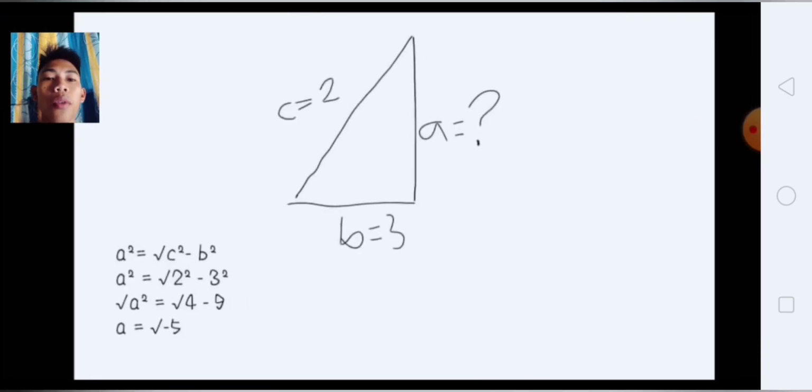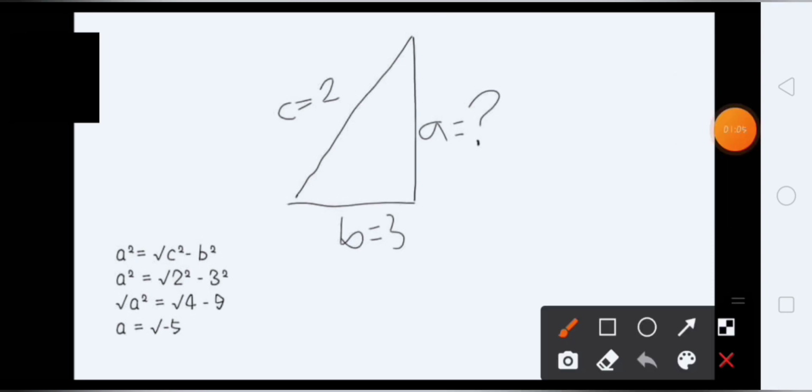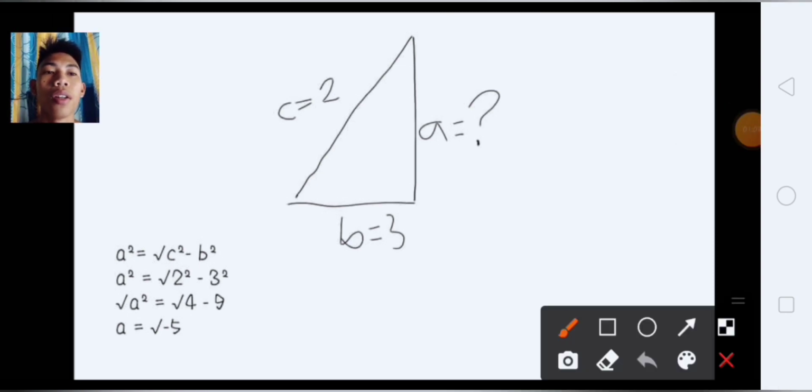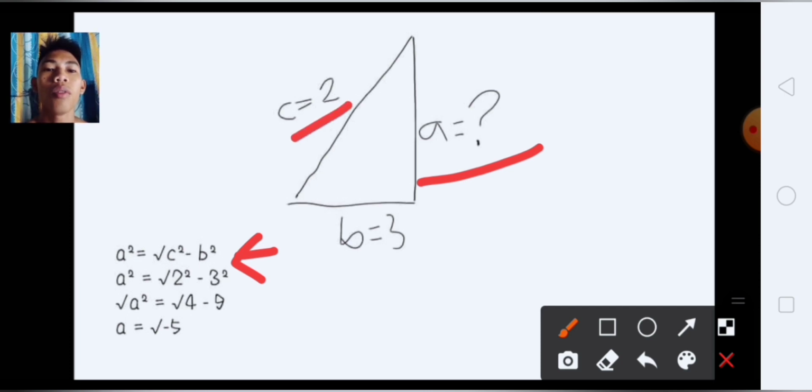For example, we have here, we're looking for A. A is missing, so we're gonna use this formula. A squared is equal to C squared minus B squared. So our C is 2, then B is 3. 2 squared minus 3 squared.